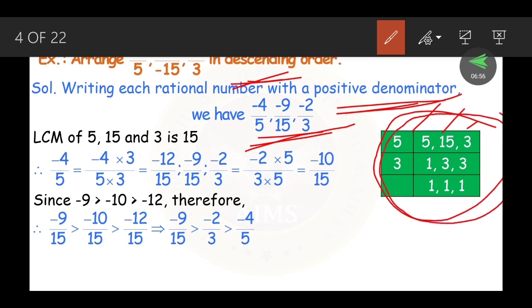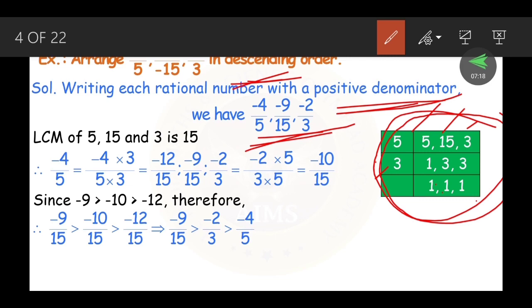So what is the common factor here? 5. 5 ones are 5, 5 threes are 15, and 3 will remain like that only. Next we will do prime factorization with 3. 3 ones are 3, 3 ones are 3, 3 ones are 3. So here, downside we will write 1 only.